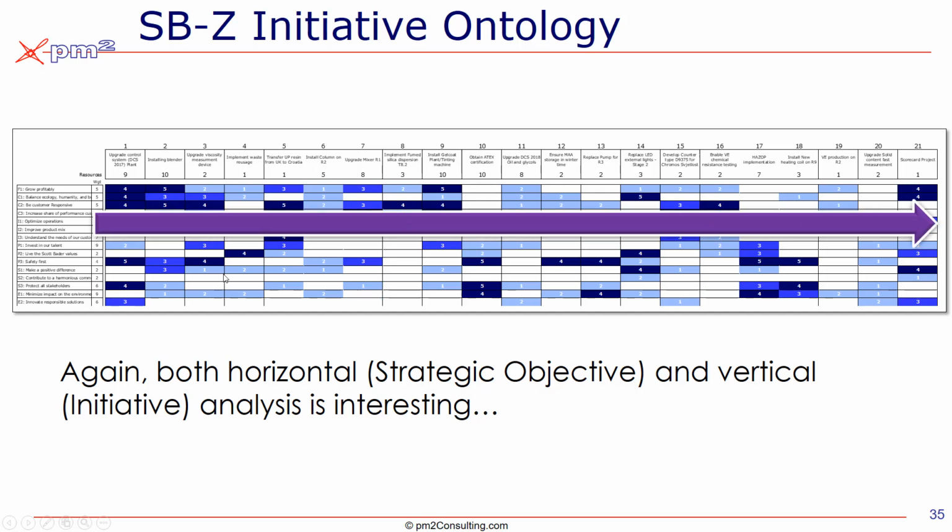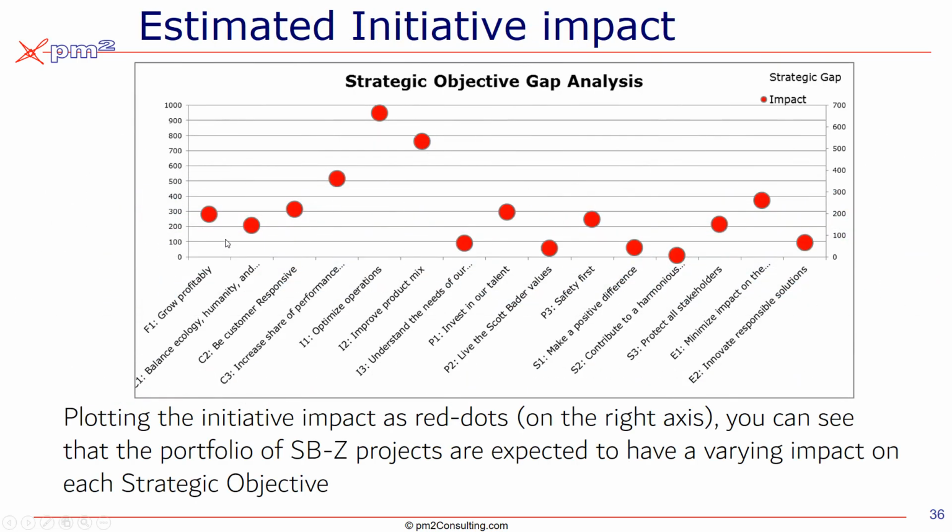In fact, we can do the same thing. We can add up their impact and score them as these red dots. So the higher the red dot, the more impact our project portfolio has. So we're going to use this right axis for the project impacts. Now, the question is, what's your guess about whether the profile of these red dots matches the profile of those gold bars? In other words, do we have our projects correctly aligned with the strategic gaps?